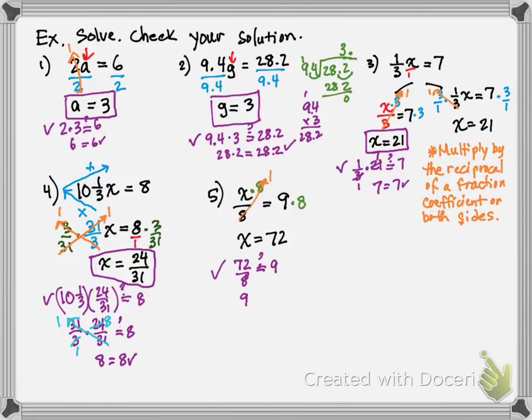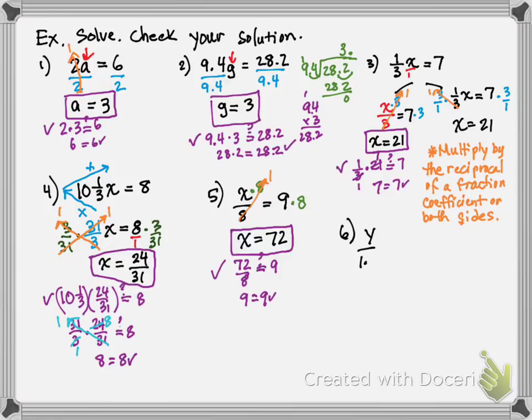Well, 72 divided by 8 is 9. 9 equals 9. So, yep, x equals 72 in this problem. All right, I'm going to fit one more on this side, and then we'll do a couple on the next screen. So let's do, I'm going to be naughty.